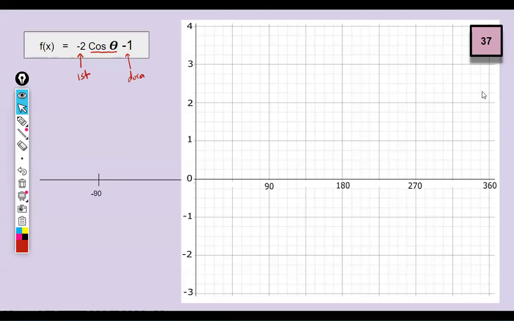So we said we were going to do the part with Albert first, but I have to draw my cosine graph first. So let's do that and get that out of the way. Cosine looks like this.